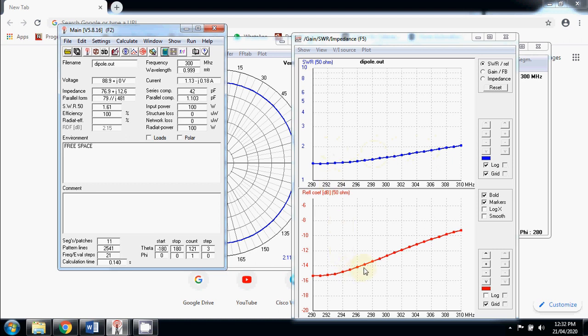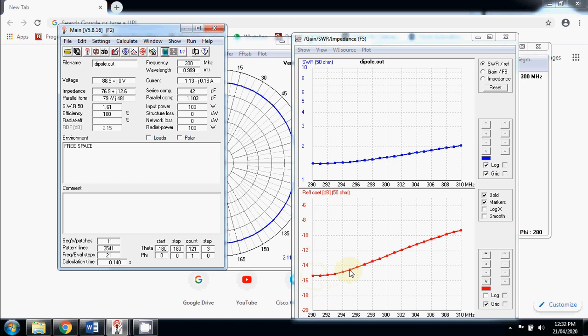Also the reflection coefficient, which is also known as return loss, should be less than minus 10 dB. This means the graph should be below minus 10 dB. Minus 10 dB is the tolerance level of this reflection coefficient. But the expected graph should have a dip near 300 megahertz. As you can see, this dip is coming at the initial frequency, that is 290 megahertz.